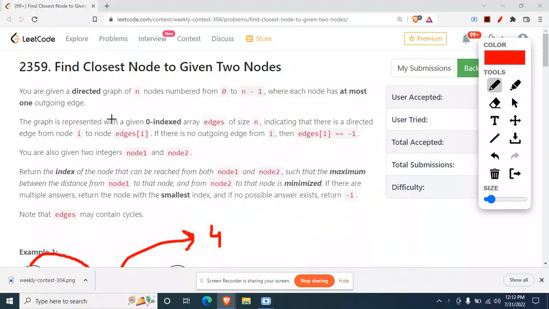Hey there, today we'll be doing this question, find closest node to given two nodes, which appeared in weekly contest 304. And the question statement is: you are given a directed graph of n nodes numbered from 0 to n minus 1, where each node has at most one outgoing edge. The graph is represented with a given zero-indexed array edges of size n, indicating that there is a directed edge from node i to node edges[i]. If there is no outgoing edge, it is marked as minus 1.